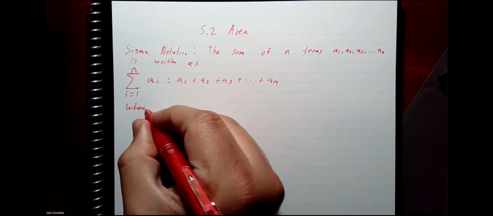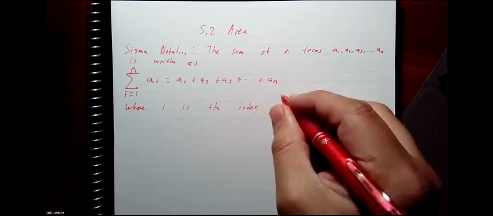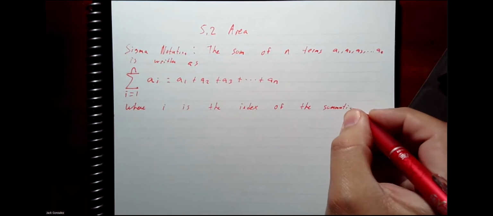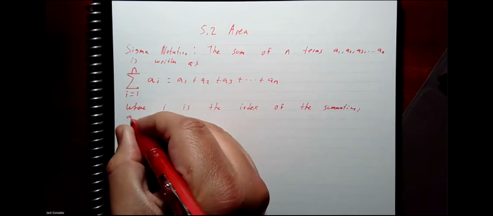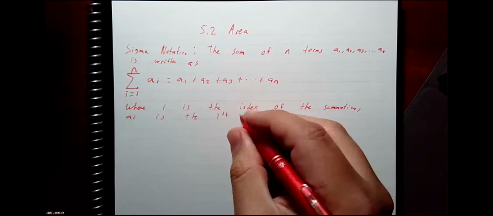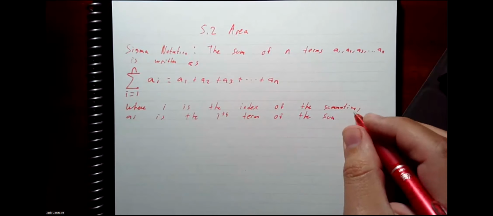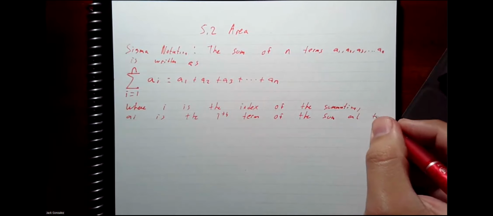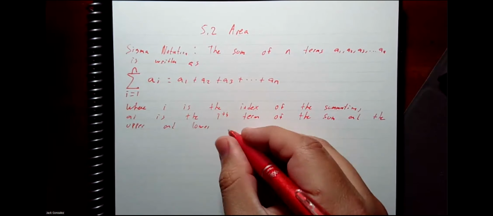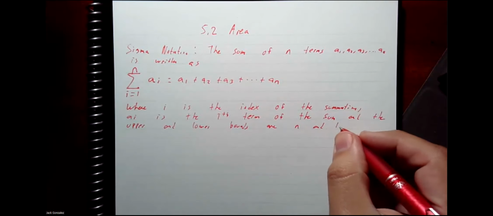So you may write down what this means, where i is the index of the summation, ai is the ith term of the sum, and the upper and lower bounds are n and 1, respectively.